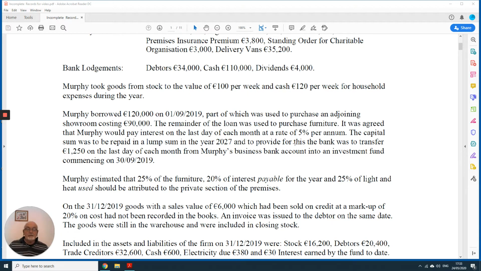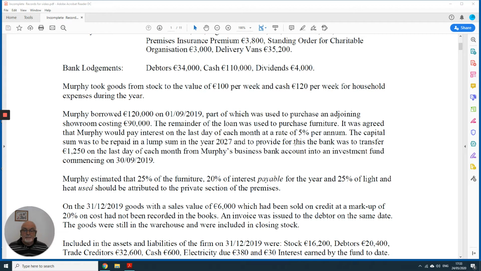The interest charged on the loan is 5% per annum, so 5% of 120,000 would be 6,000, but as we said, it's for 4 months, so a third of that would be 2,000. We'll see that again in a moment.